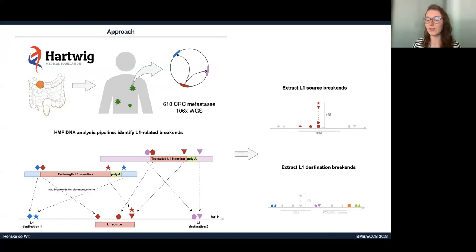LINE-1 sources are regions in the reference genome that accumulate across our dataset a lot of break-ends, which can be seen here, whereas the destinations are all the break-ends that are scattered throughout the genome. And this is how we separated those 2 in our dataset.